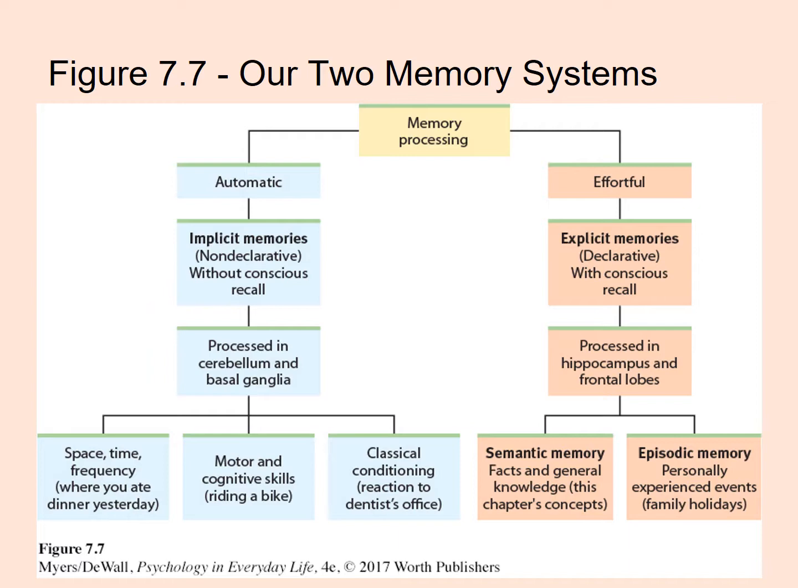Okay, so then also for memories, there are effortful ways to learn memories. These are explicit memories or declarative memories, and this involves conscious recall. They're processed in the hippocampus and the frontal lobes. Remember, the frontal lobes are in the front. And do you remember where the hippocampus was?